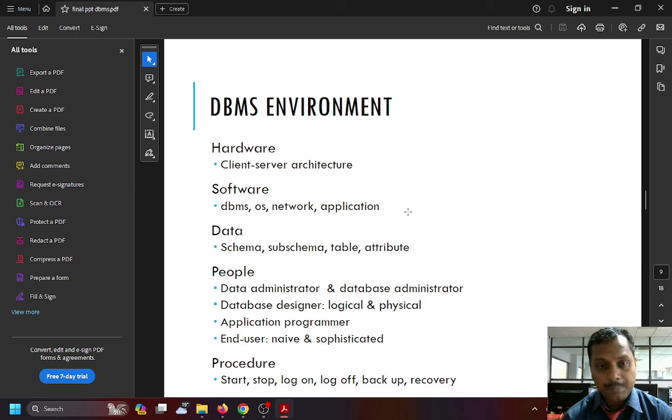So who are the people who handle this database? There are database administrators, database designers, programmers or end users. So these are the people who are concerned with the database management system. What kind of role do you play over there? There are certain procedures that need to be executed here: start, stop, log on, log off, backup and recovery. These are the things carried out by the database administrator.